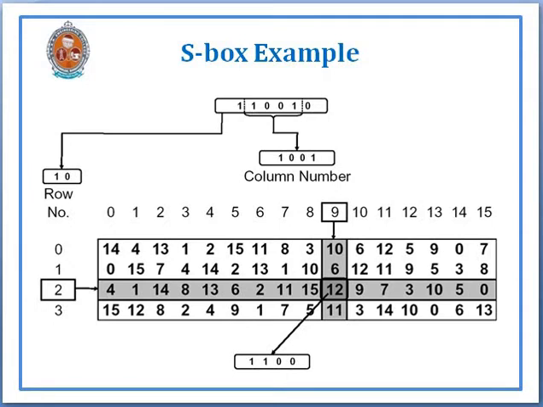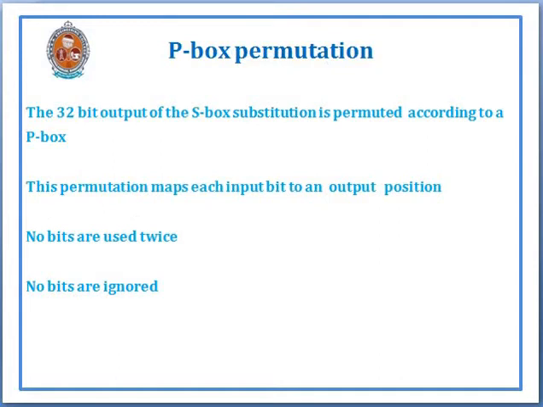In a similar way we have 16 S boxes, each will operate in this way. Finally we have to collect the output of each S box to get 32 bits, and those 32 bits will be given as input to the permutation function. This permutation function maps each input bit into an output position, and no bits are used twice here and no bits are ignored here.